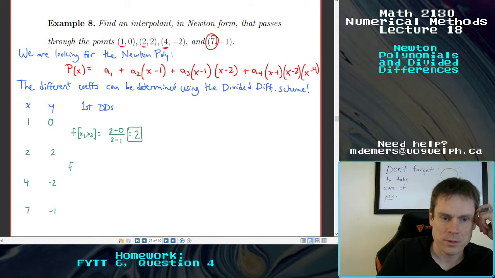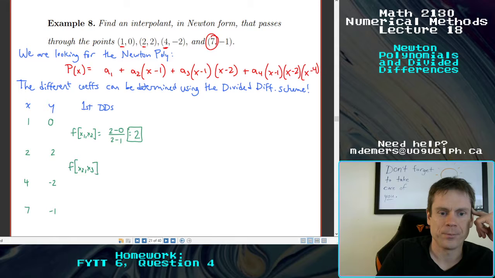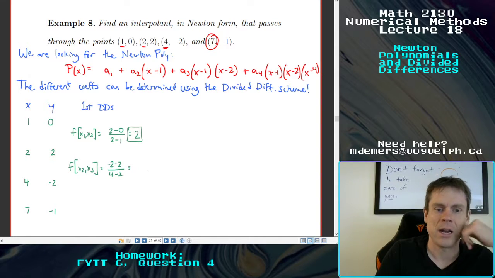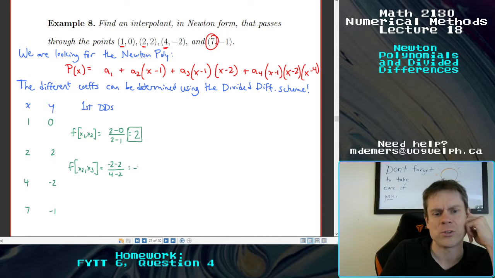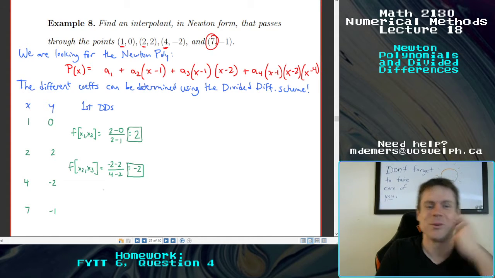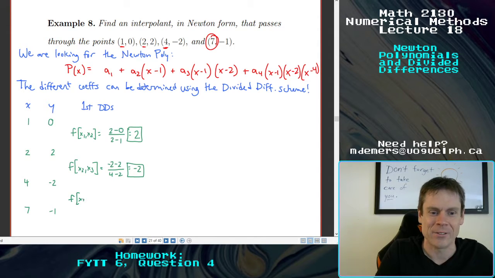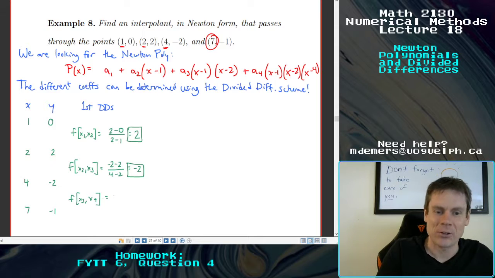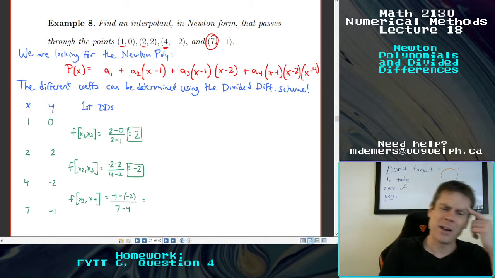Cool. F of x2, x3. That's going to be the difference in y's over difference in x's, so -2 over 4 minus 2. And I think this turns out to be -4 over 2, which is -2. Doing a quick double check of my notes there, because I am doing this all on the fly, but I did do this ahead of time so I have something to check back on. X3, x4, I'm going to take the difference of -1 minus -2 and put that over 7 minus 4. And that's going to be -1 plus 2 is 1 over 3, so 1/3.